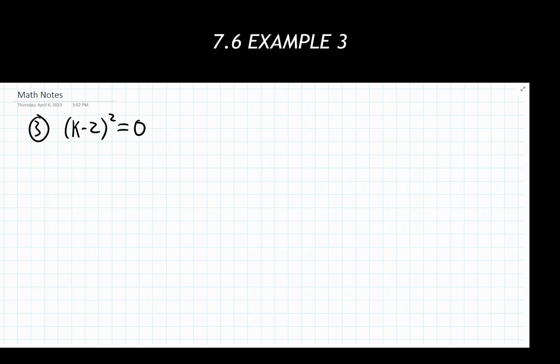Now we're going to get into the last 2 examples, which are meant to be trickier looking ones, but still follow a similar process to solve these problems with factoring. So number 3, we're given something in a particularly weird form: the quantity k minus 2 raised to the second power.